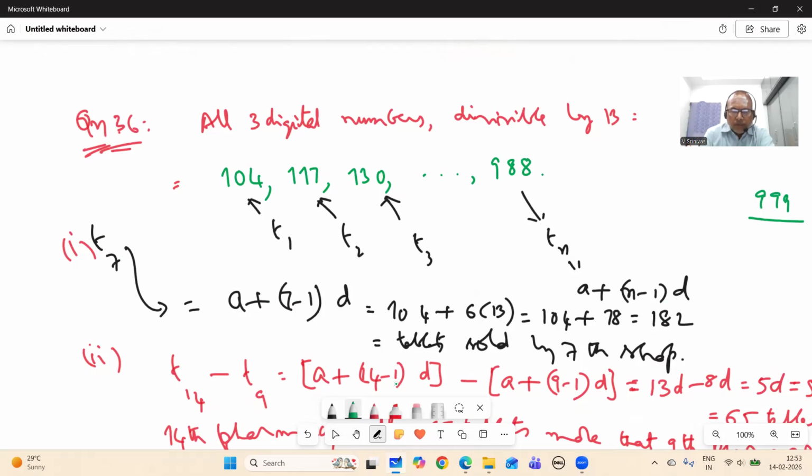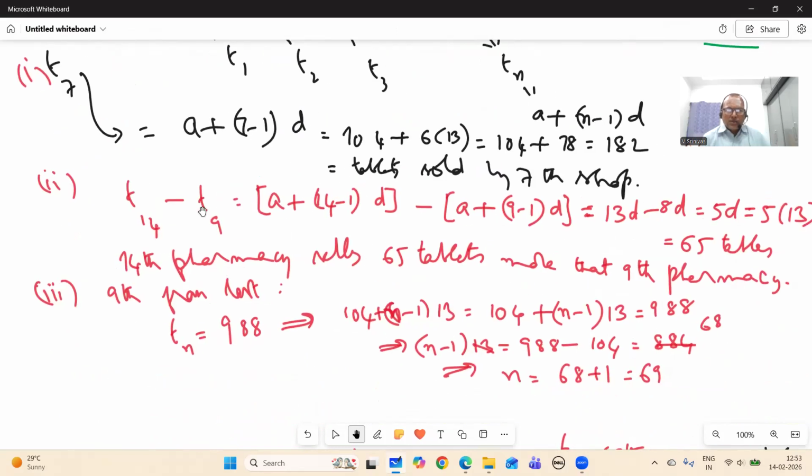Then in the next bit you are asked how many tablets the 14th pharmacy sells more than the 9th pharmacy. So these many are sold by the 14th pharmacy and these many by the 9th pharmacy. Then a and a cancel, and this is 13, this is 8. So 13 minus 8 is 5 into d. d is common, substitute 13 for d, and it gives 65 tablets sold more than the 9th shop by the 14th shop.